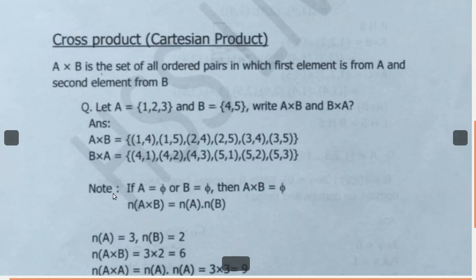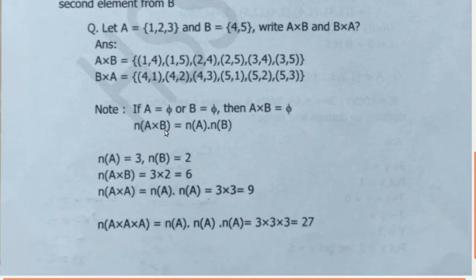Here it is to be noted that if A is equal to the null set, there are no elements, and B is equal to another empty set, then A cross B is also empty. There will not be any elements. Now n of A cross B, the number of elements in A cross B, equals the number of elements in A into the number of elements in B. This is to be learned by heart. This is the property for finding the number of elements in A cross B.